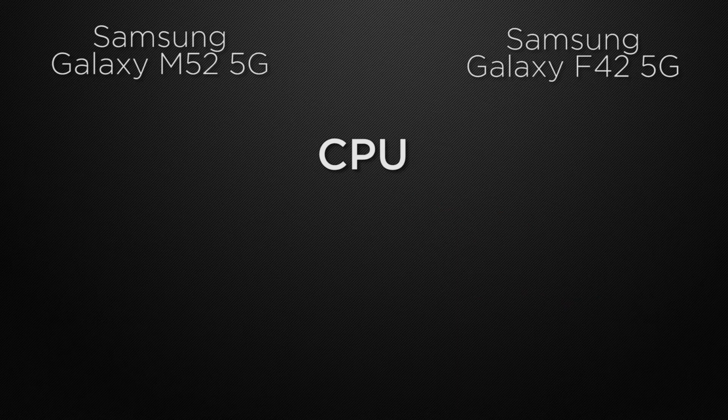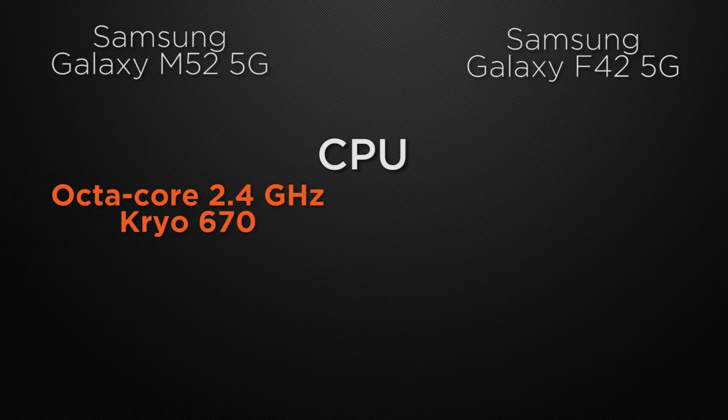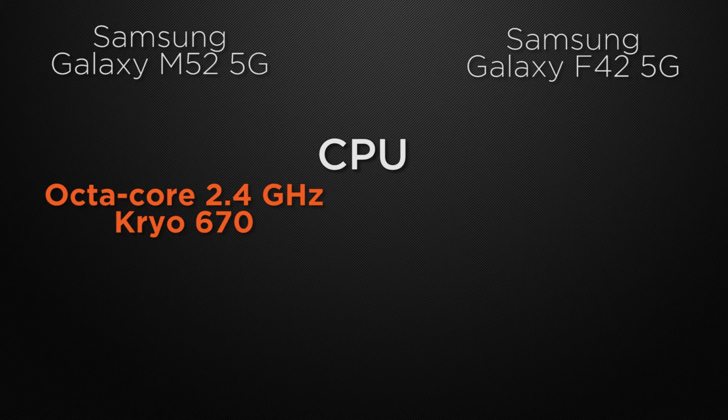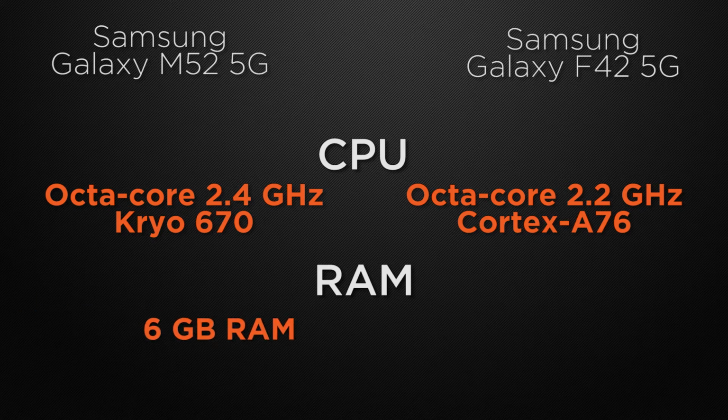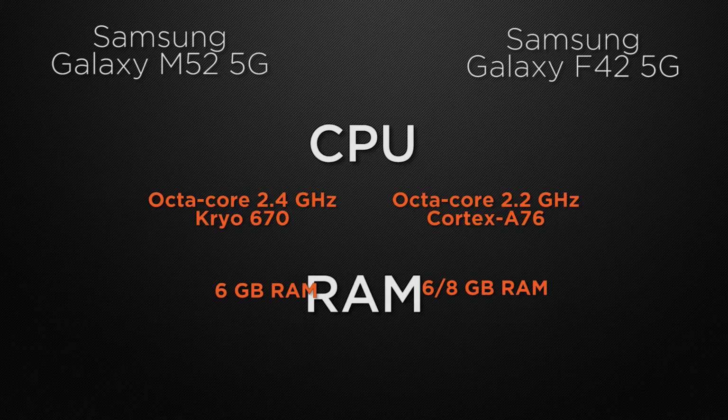Let's talk about the clock speed of the devices. M52 can clock at 2.4 GHz based on octa-core Kryo chipset, whereas F42 can clock at 2.2 GHz based on octa-core Kryo chipset. So the winner here is M52 because it have faster clock speed. And about the RAM variants in the devices, M52 have 6GB of RAM variant whereas F42 have 6 and 8GB of RAM variant. So the winner here is F42 because it have bigger capacity of RAM options.